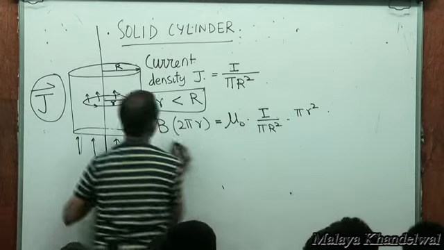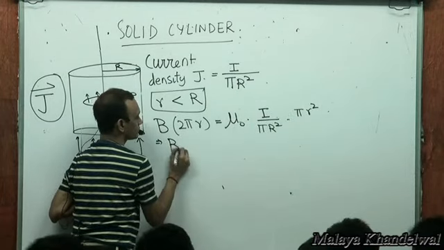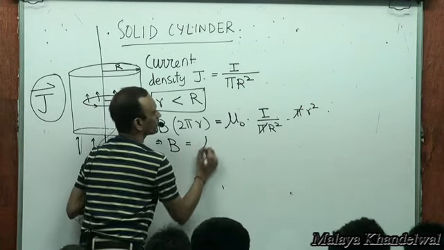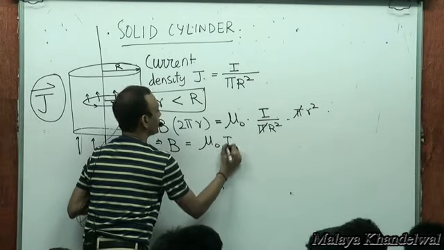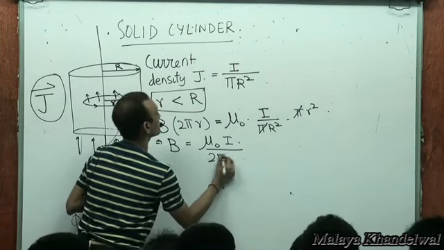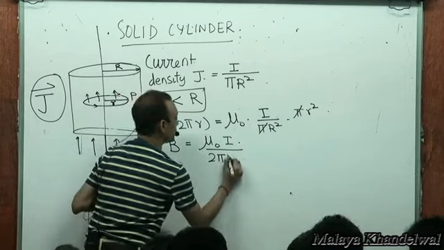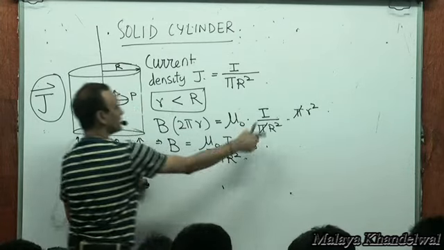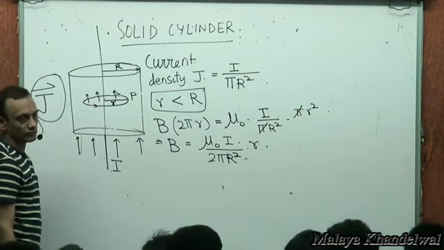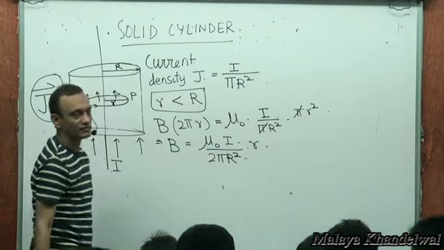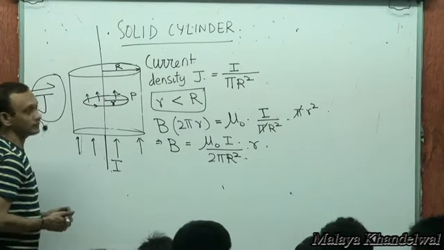So very clearly, this pi will get cancelled. B would then become mu naught I divided by 2 pi R squared, into r, isn't it? Therefore, B inside varies linearly with r, right? Yes or no?